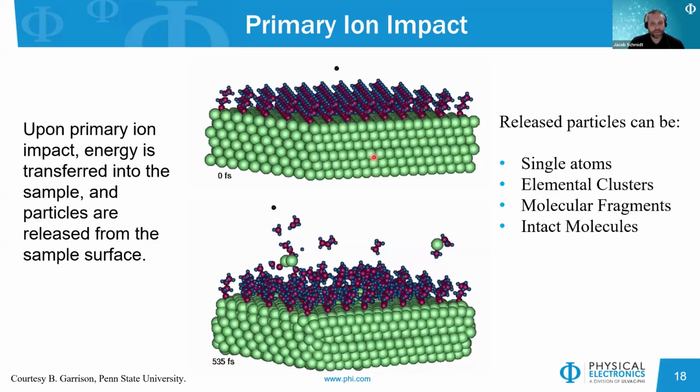All right, so back on our ion optic journey, we're at the point where the primary ions are impacting the sample surface. As the primary ion hits the sample surface, the energy is transferred into the surface and particles are released from the sample. These released particles can be single atoms, elemental clusters, molecular fragments, or intact molecules. And we're interested in, of course, the charged elements because we can extract those into the spectrometer.